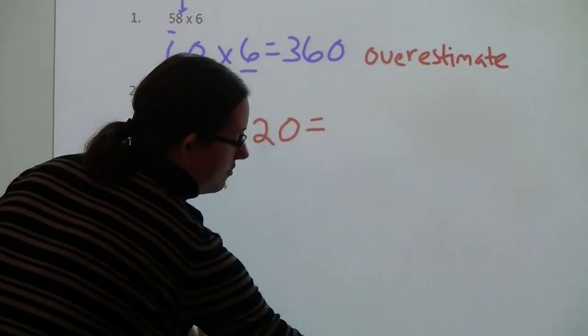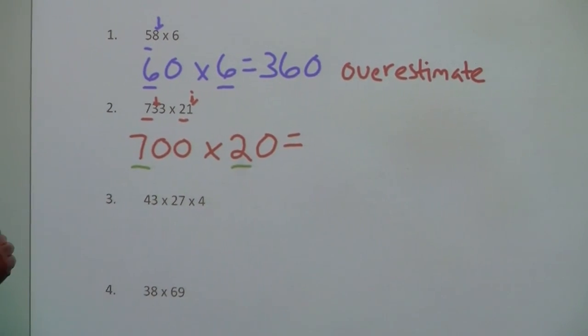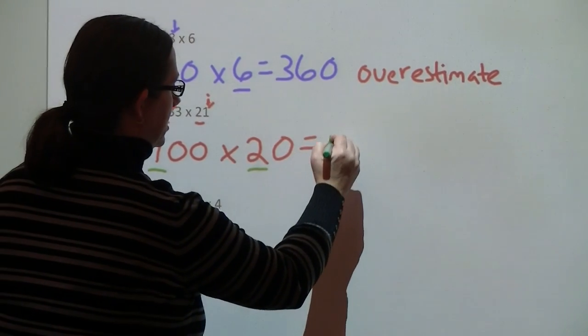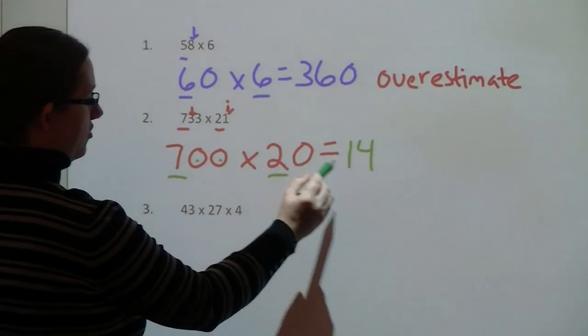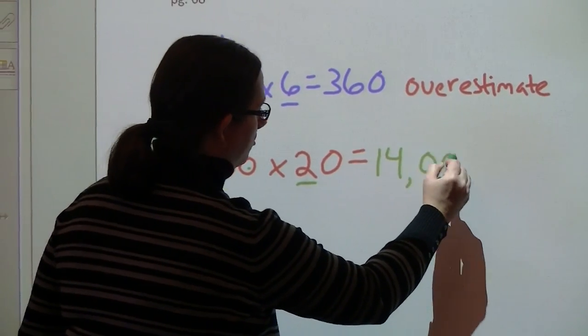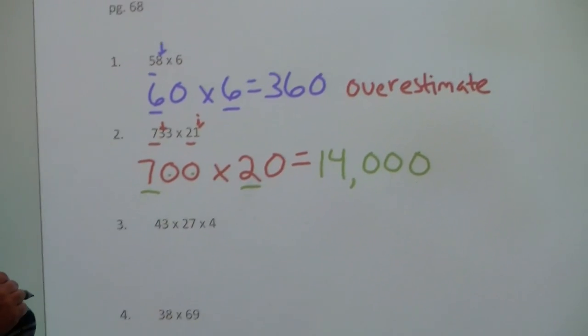Now let's find our basic fact, which is 7 times 2. What is 7 times 2? 14. Good. Then we go back to count our zeros. 1, 2, 3, comma, 1, 2, 3. So our estimated product is 14,000.